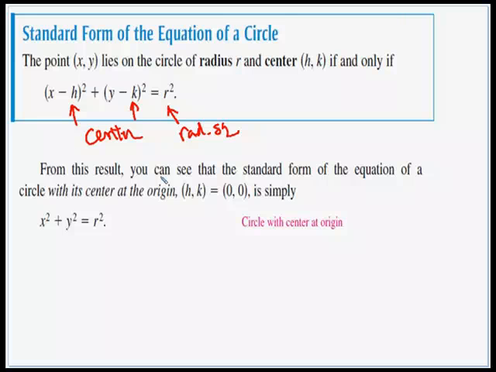From this result, you can see the standard form of an equation of a circle with its center at the origin. If your circle is centered right around the origin, then h and k would be equal to 0. So this would be x minus 0, and this would be y minus 0. So we would just have x squared plus y squared equals r squared. And that is a circle that is centered around the origin.